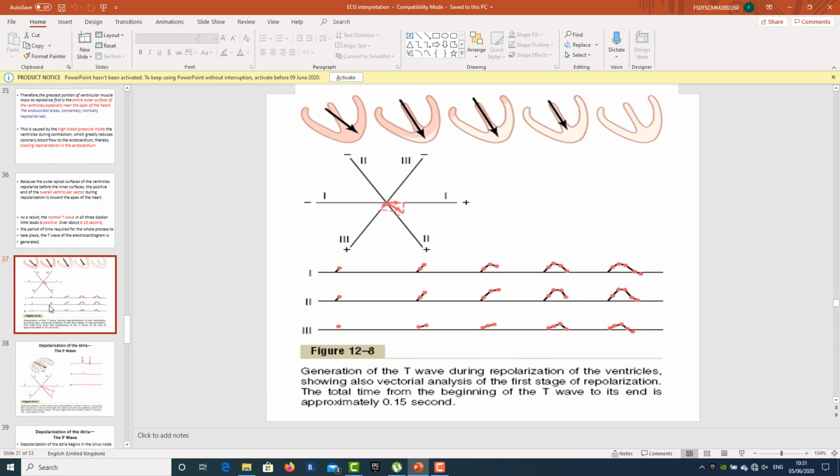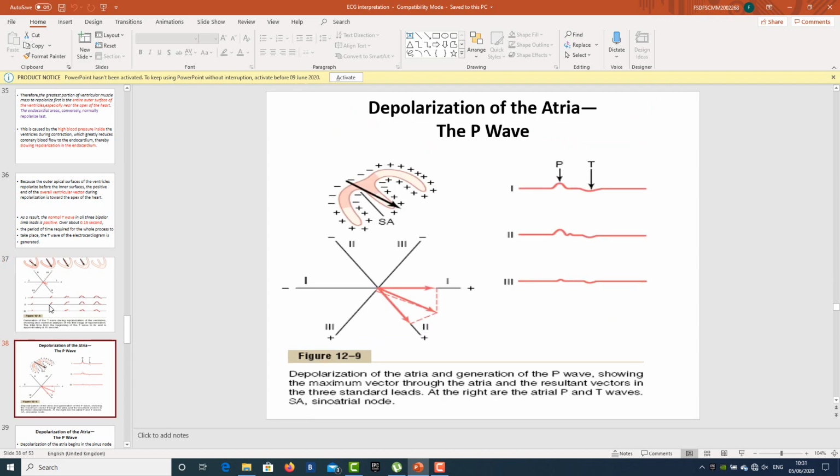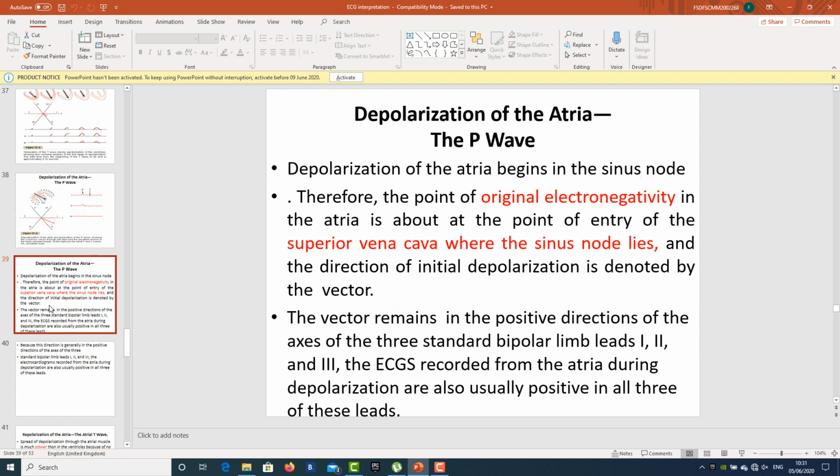See how the generation of the T wave during repolarization of the ventricles occurs. Again, the depolarization of the atria, the P wave. The depolarization of the atria begins in the sinus node. Therefore, the point of original electronegativity in the atria is about at the point of entry of the superior vena cava where the sinus node lies, and the direction of initial depolarization is denoted by the vector.